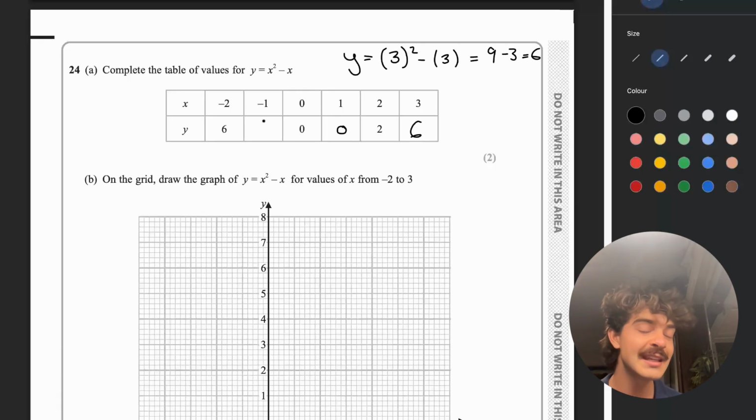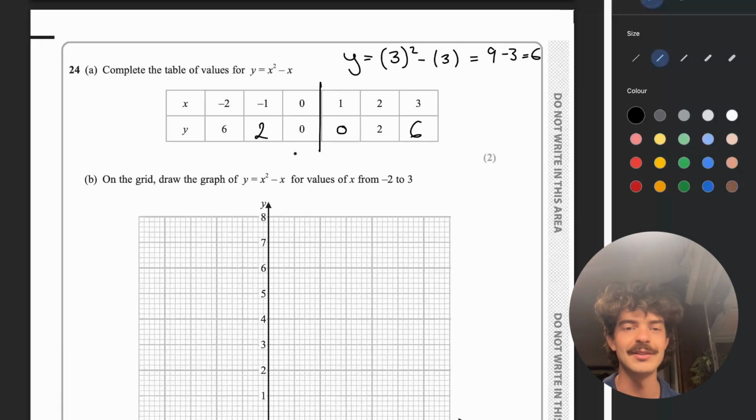Minus 1 is a particularly interesting one. Think about what minus 1 squared is. Minus 1 times minus 1 gives positive 1. Then taking away minus 1, you're going to end up with a double negative, minus minus 1, so you're adding another one. This is actually 2.